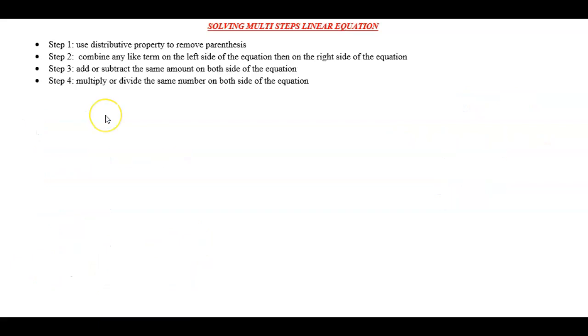Another example. So let's say you have 8x plus 6 equal 4x minus 14. First step, you check to see if there is any parentheses. And no, we don't have parentheses here. Second step, is there anything that you can combine? On the left side, you cannot combine these two together. And on the right side, you cannot combine these two together.